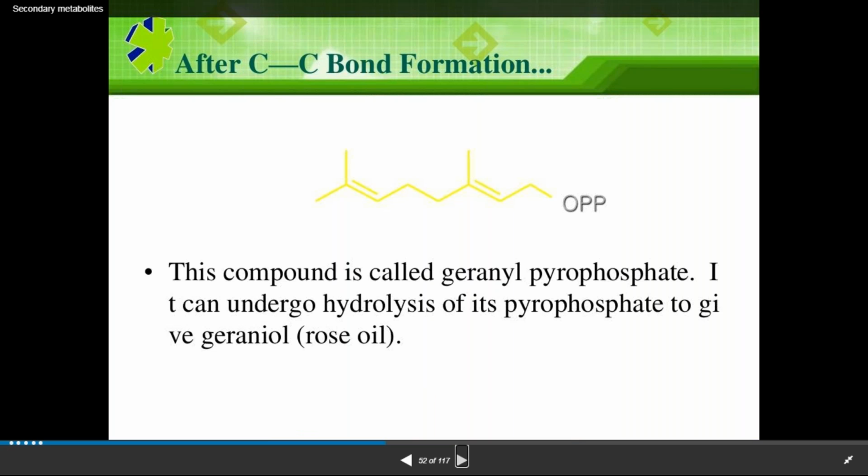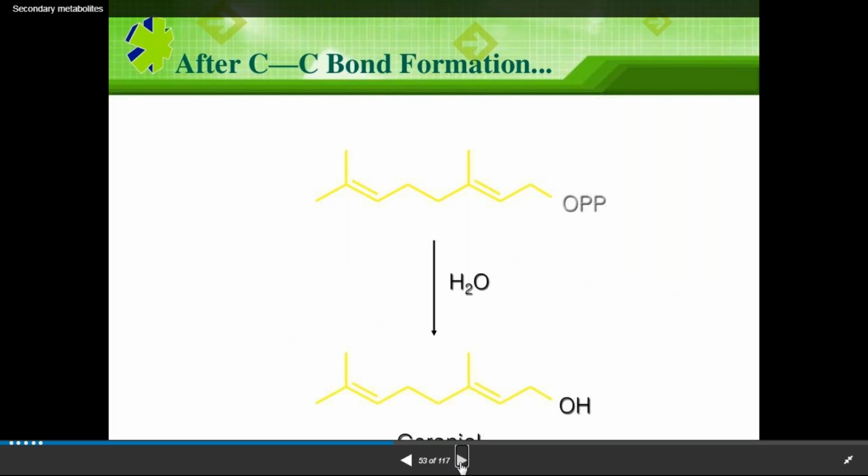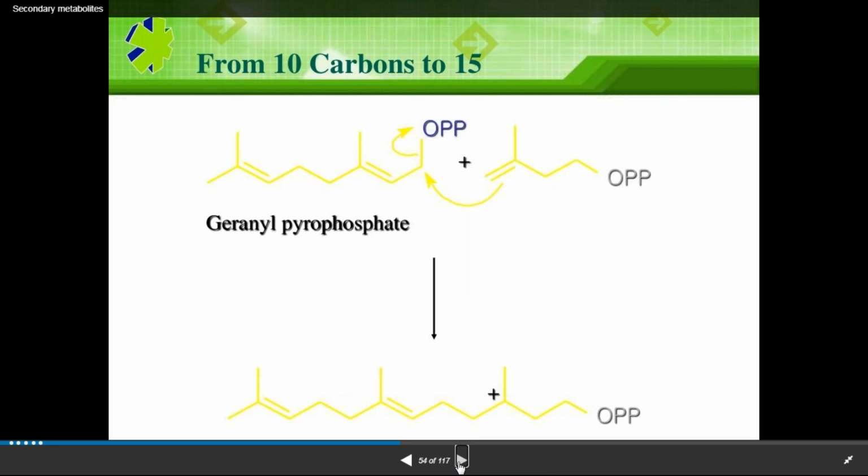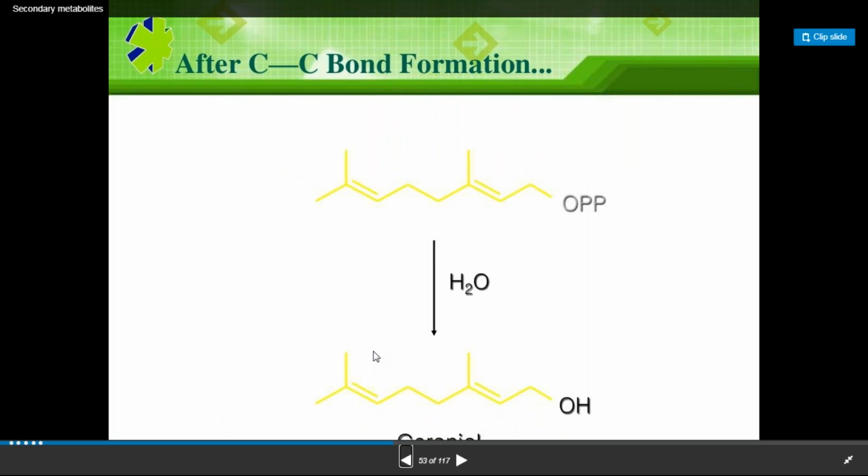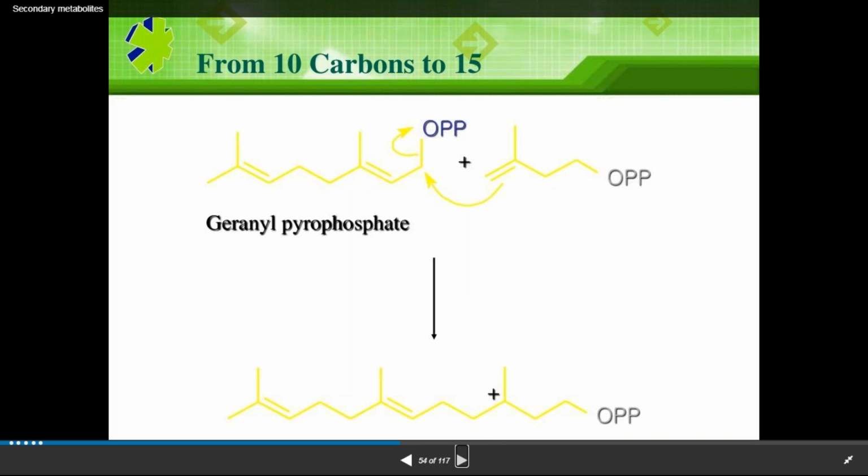So it can undergo hydrolysis of pyrophosphate to give geraniol, and this geraniol is one of the examples which is present in rose oil. So here, after carbon-carbon bond formation and hydrolysis, isopentenyl pyrophosphate will form geranyl pyrophosphate, and then geraniol. So geranyl pyrophosphate will undergo hydrolysis. You can just see it in the slide. What happens here is the pyrophosphate PP group is removed, and it takes up OH to give geraniol. So geraniol is nothing but a terpenoid constituent present in rose oil.